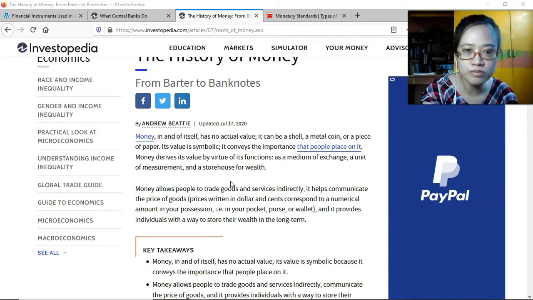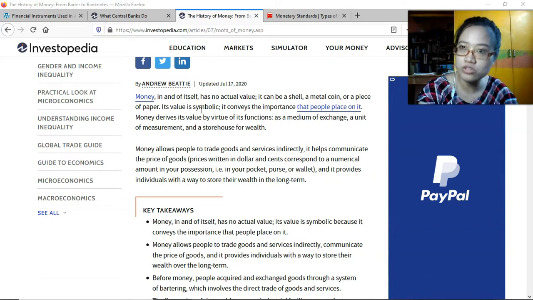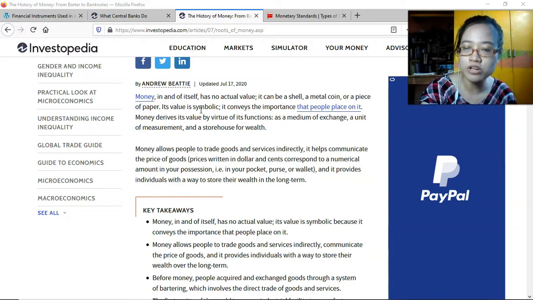Okay, so going through the article, let's begin. Money in and of itself has no actual value. It can be a shell, a metal coin, or a piece of paper. That has been the case in prior years, decades, centuries. There have been civilizations that used shells as a form of payment. Others have used metal coins, pieces of paper, copper. Currently we're all using coins and paper bills, right? Its value is symbolic. It conveys the importance that people place on it.